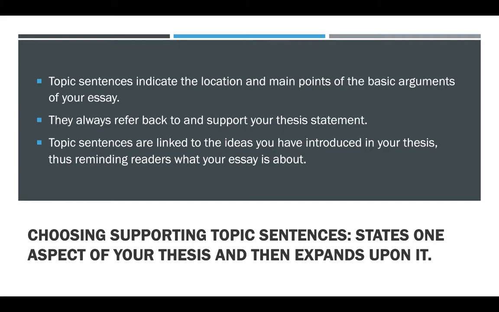Always refer back to and support your thesis statement. With each one of your topic sentences, even if I just read the topic sentence, I should have some idea of what your thesis statement said, even if I hadn't read it. Topic sentences are linked to the ideas you've introduced in your thesis, thus reminding readers what your essay is about.